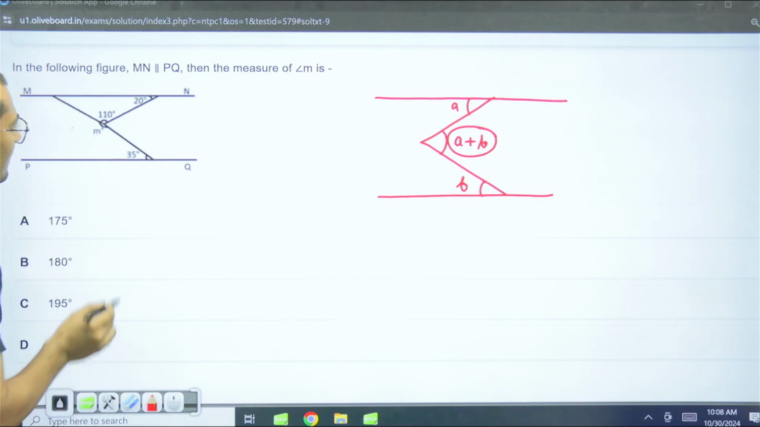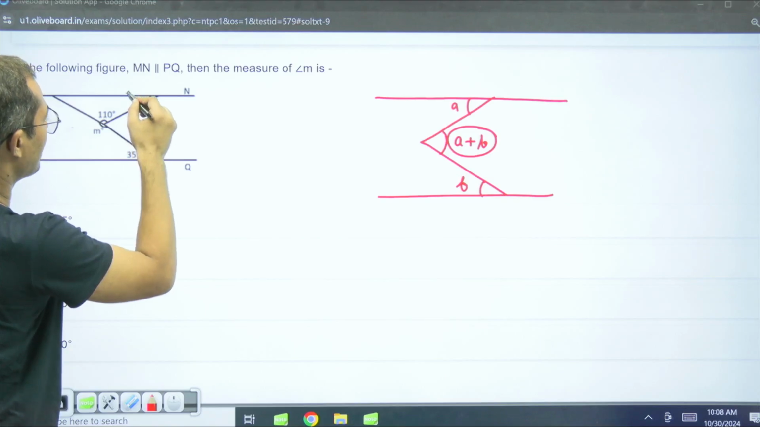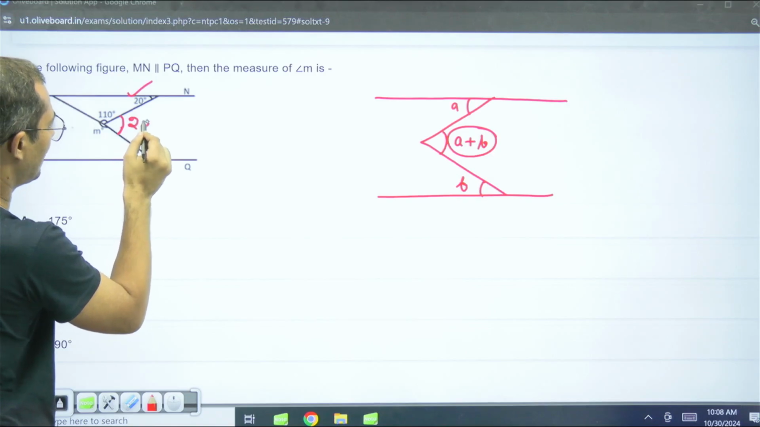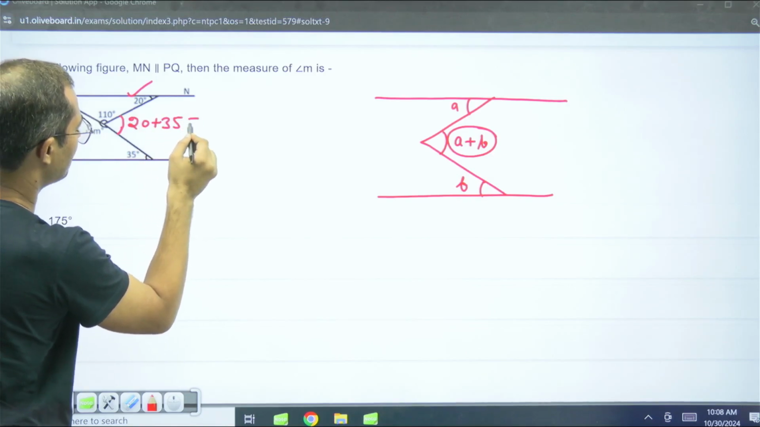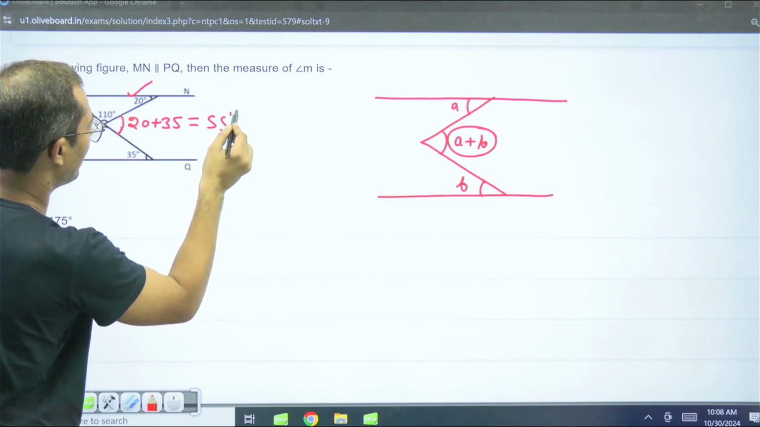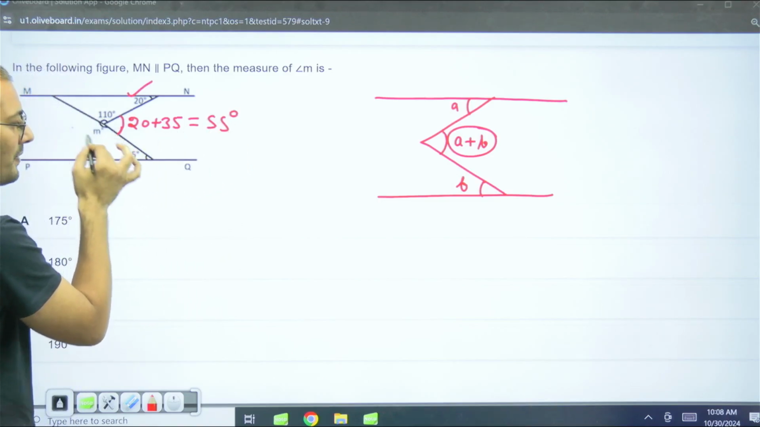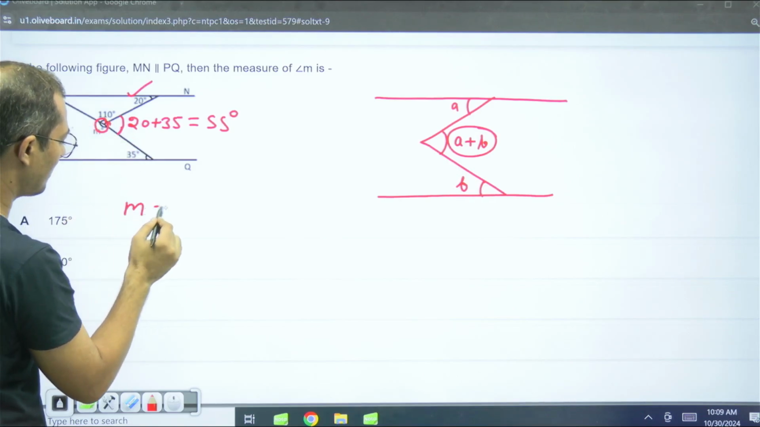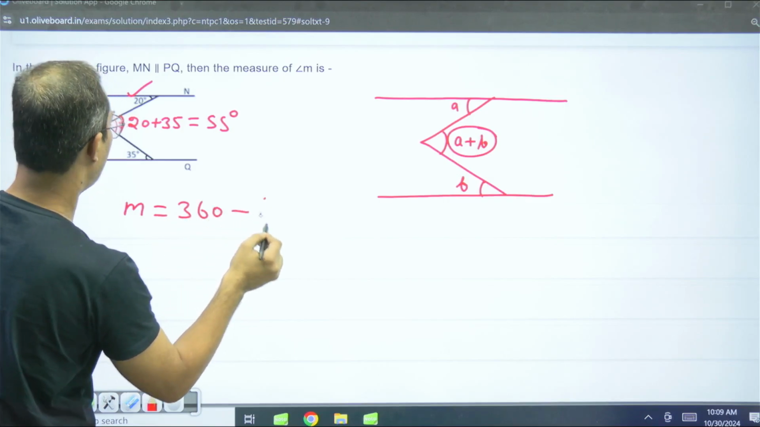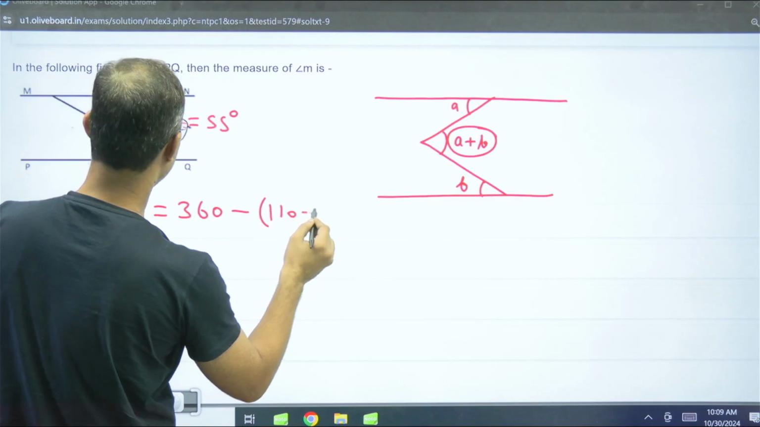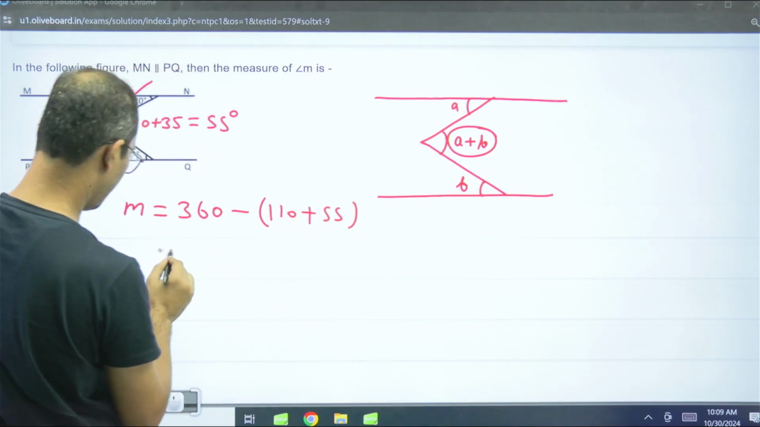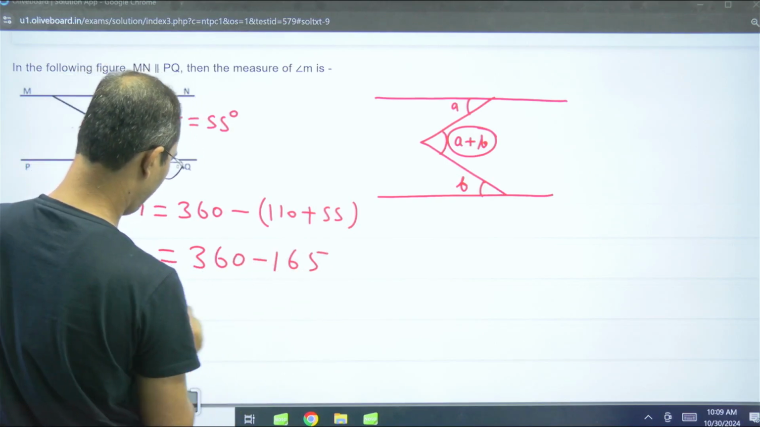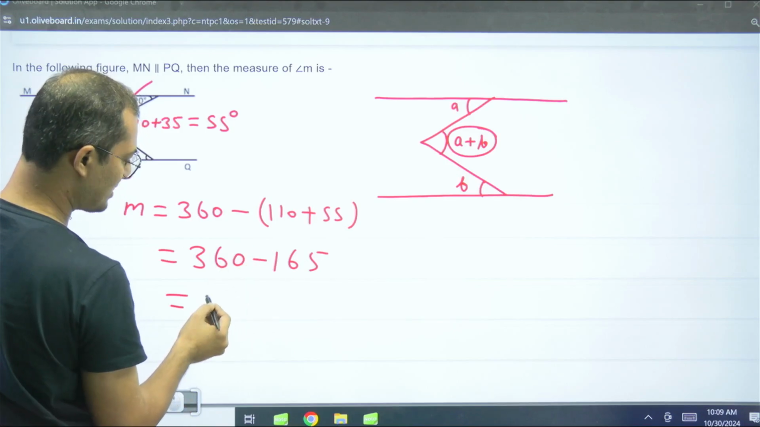So if this angle is 20 and this is 35, the middle angle is 20 plus 35, which is 55 degrees. And we know that the complete angle at a point is 360. So M is equal to 360 minus 110 plus 55, so M is equal to 360 minus 165.